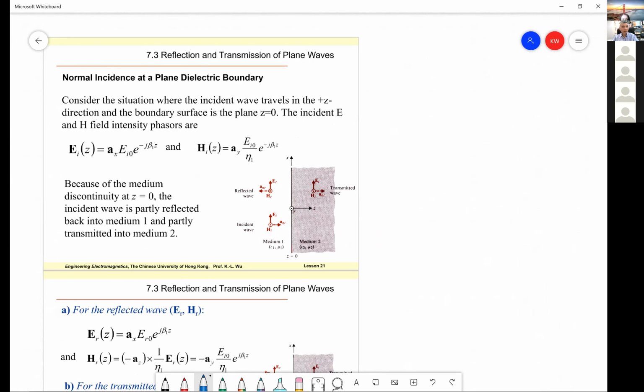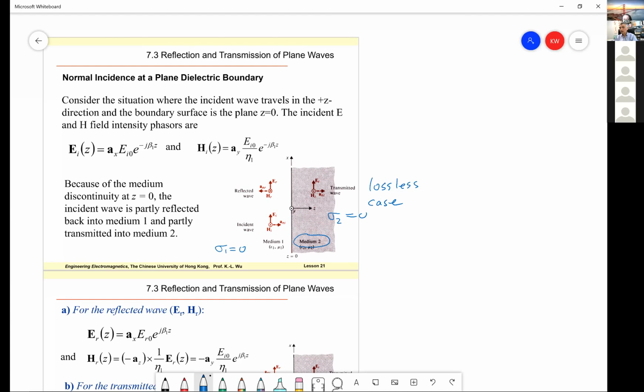The other half space is not a conductor anymore. The other half space is medium 2. This medium 2 has conductivity, but not very high, or let's assume this is 0. So this is also 0. Let's talk about the lossless case.